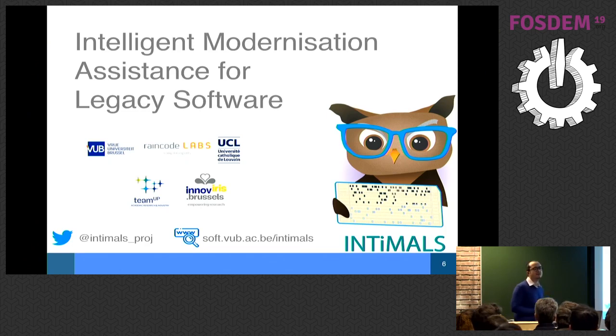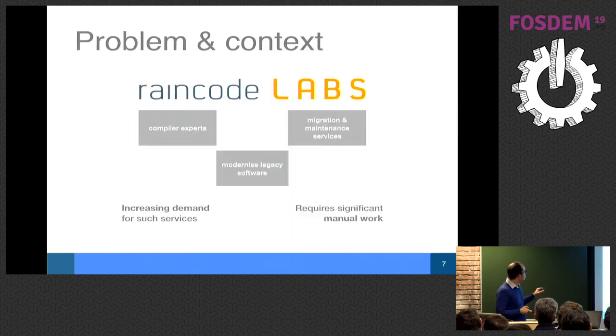Last year in Brussels, we started a collaboration with a company called Raincoat, which is based in Brussels. Raincoat is a company that is working on compilers. They are very good at modernizing software languages. And maybe it seems a bit strange, but even if today we have really modern languages, we have a lot of code that is still legacy code. So we are trying to help Raincoat people to modernize languages.